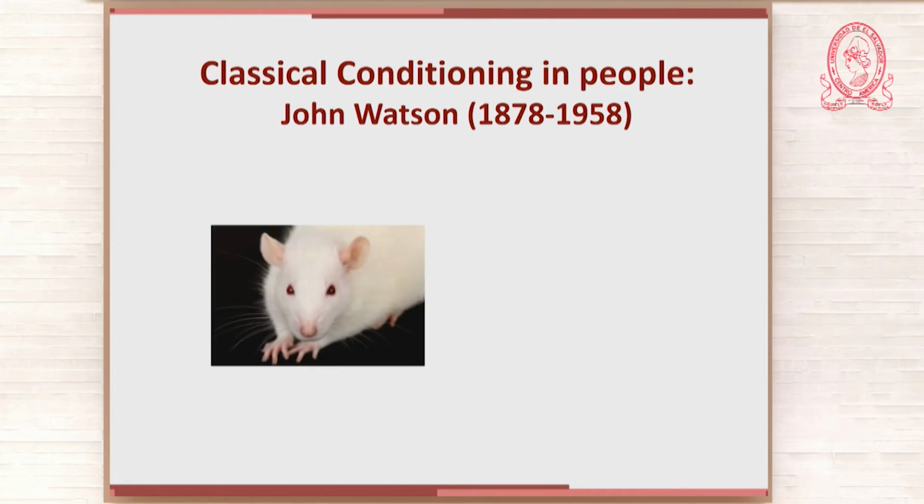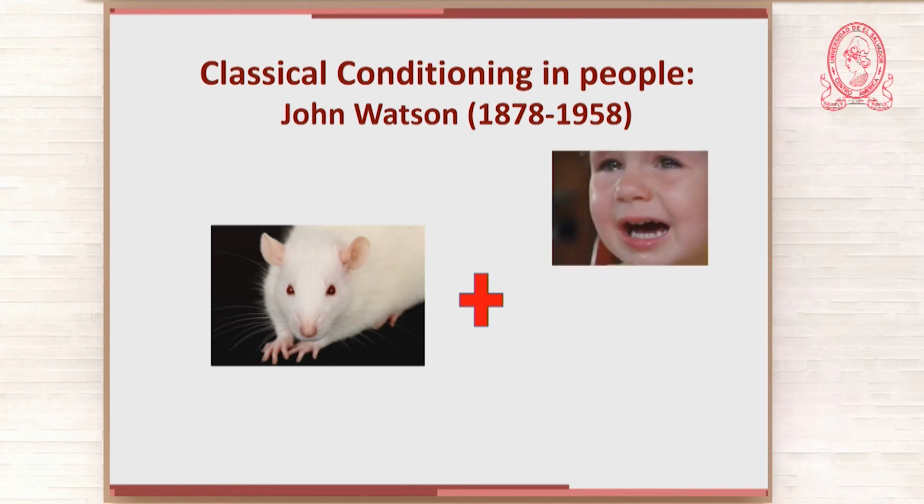At this point, Watson and Rayner made a loud sound behind Albert's back by striking a suspended steel bar with a hammer each time the baby touched the rat. Albert responded to the noise by crying and showing fear. After several such pairings of the stimuli, Albert was presented with only the rat. Upon seeing the rat, Albert got very distressed, crying and crawling away. Apparently, the infant associated the white rat with the noise.